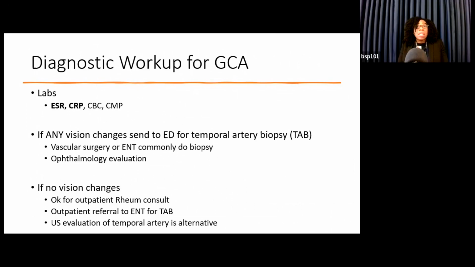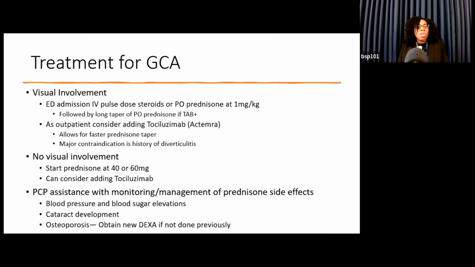And the sensitivity and specificity is not as good as the temporal artery biopsy, but it is improving. And in centers that do it on a routine basis, they have actually gotten pretty good results. I would say my preference still is the temporal artery biopsy. And so that's what I recommend, but just wanted to let you guys know ultrasound is coming in a lot of ways.